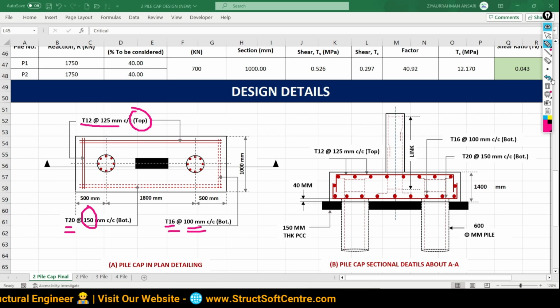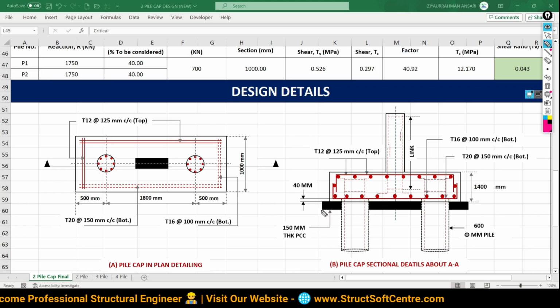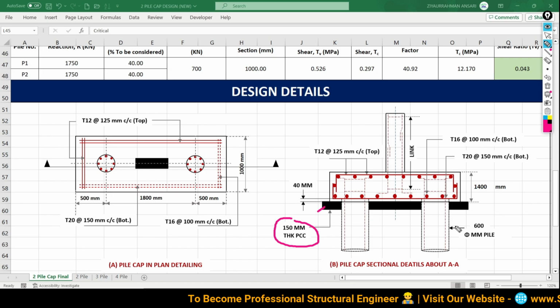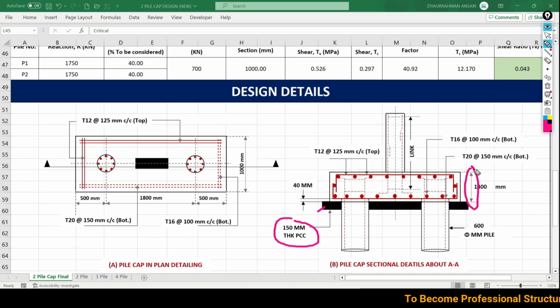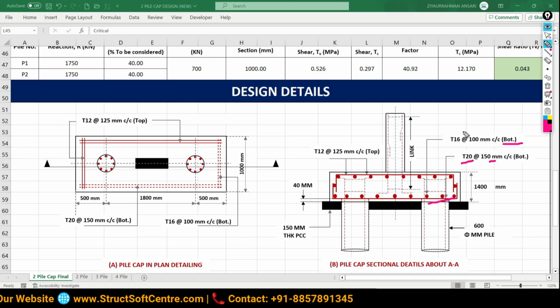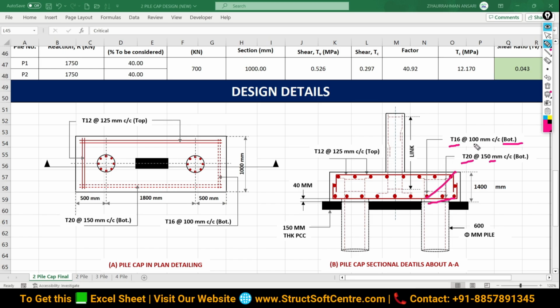Now over the section, first we need to provide PCC of 150 mm thickness, and the diameter of the pile is 16 mm. The overall depth of the pile cap we have taken as 1400 mm. Top reinforcement in both directions is 12 at 125 center to center. Bottom reinforcement along the length of the pile cap is 20 at 150 mm center to center. Bottom reinforcement along the width of the pile cap is 16 at 100 mm center to center.